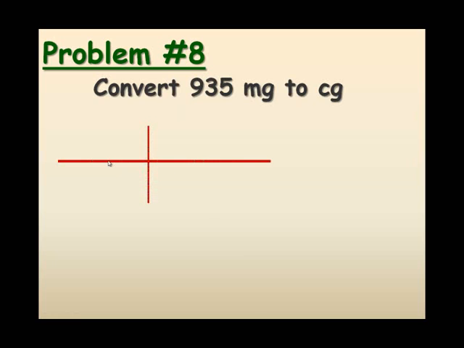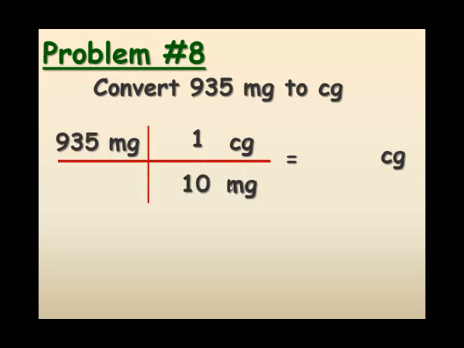So I have 935 milligrams. And I want milligrams down here. And if I go from milligrams to centigrams, that's going to be a factor of 10, right? 10 milligrams in 1 centigram. And I end up with 3 sig figs, just like here. Okay.